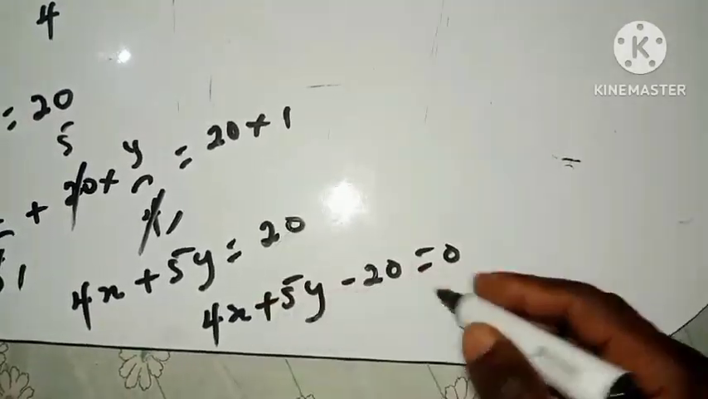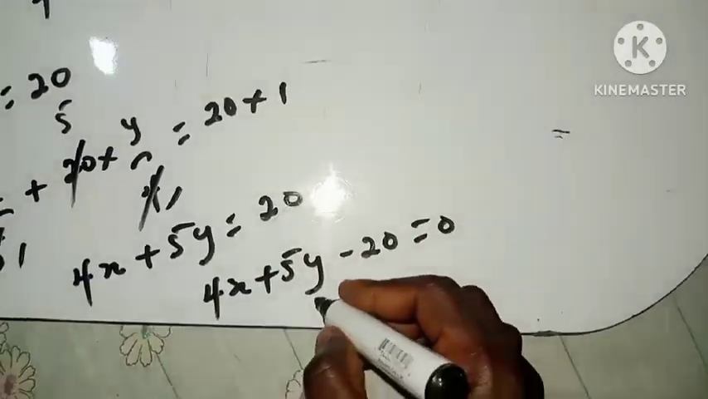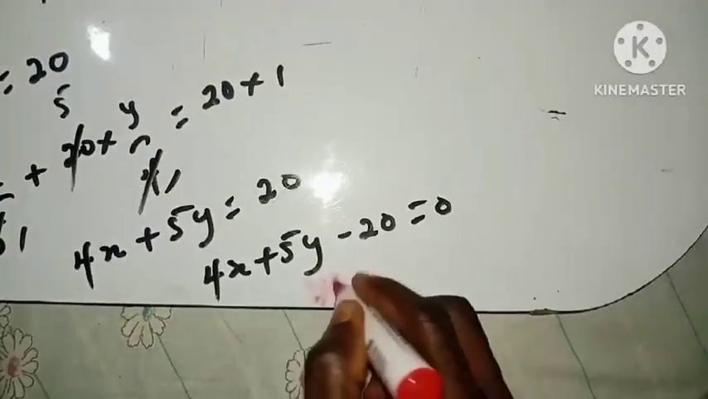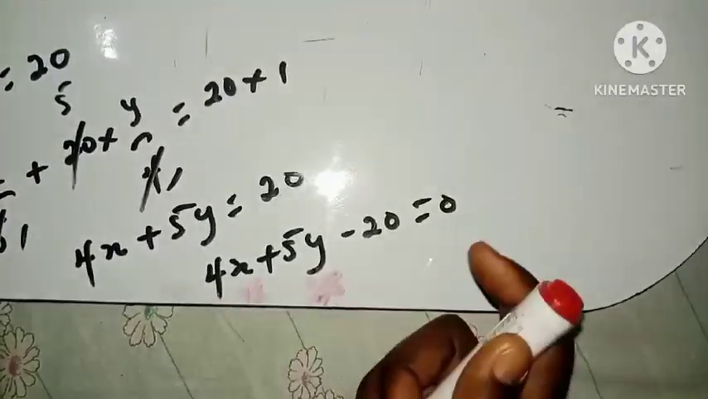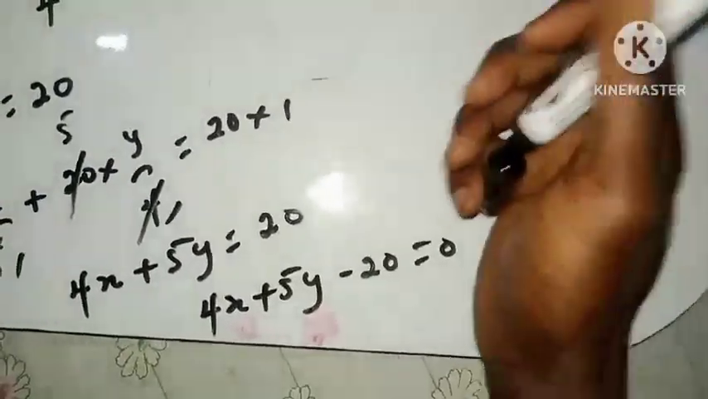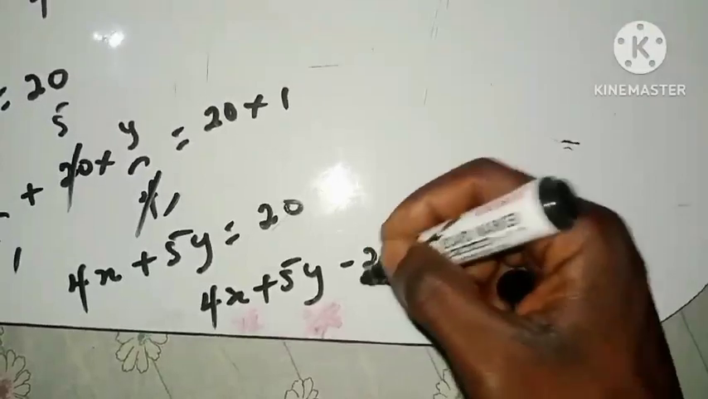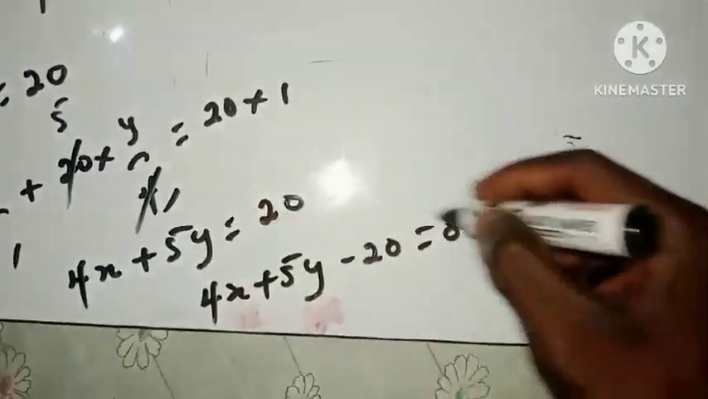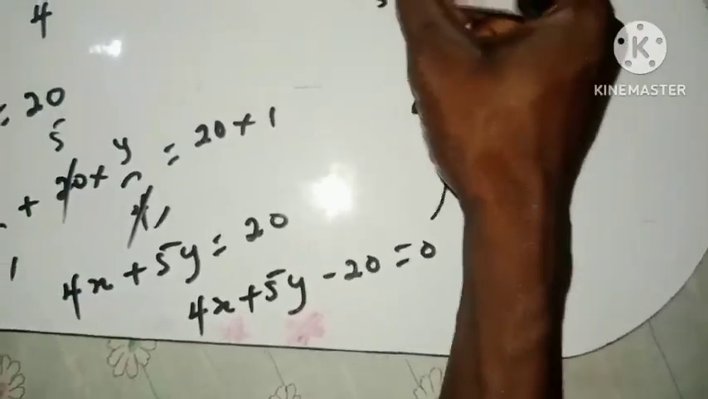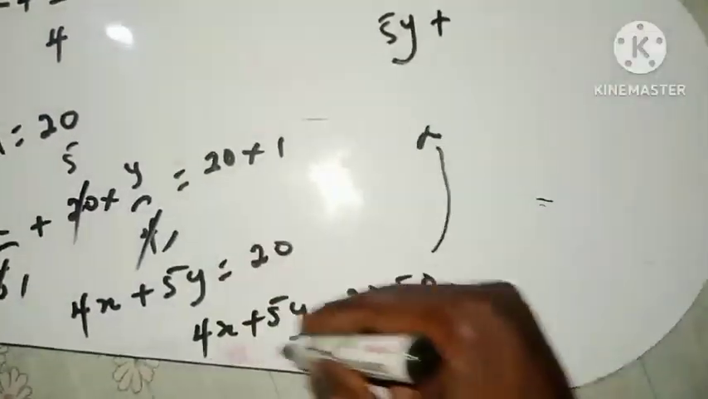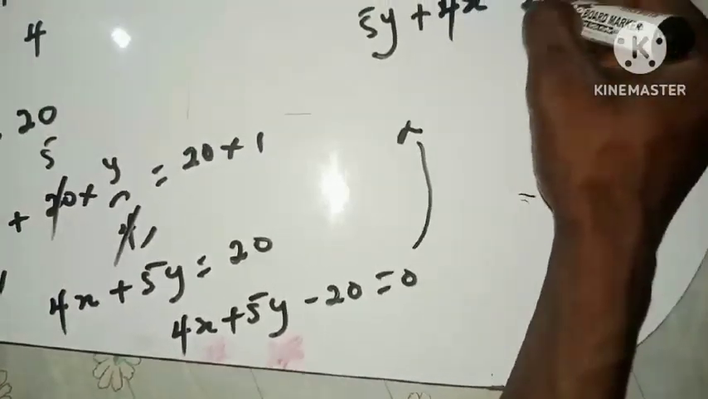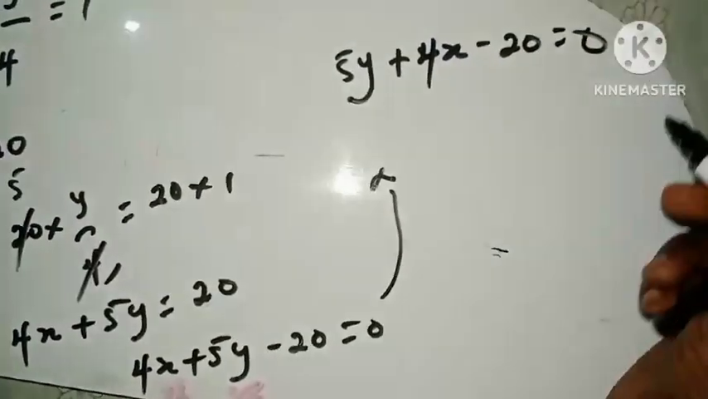But the right way of writing the equation of a line is to make sure that this y comes first, so the y term comes before that of x. That is just the arrangement. So this can be rewritten as 5y plus 4x, and then minus 20, and everything here is going to be equal to 0. Remember we are not changing anything.